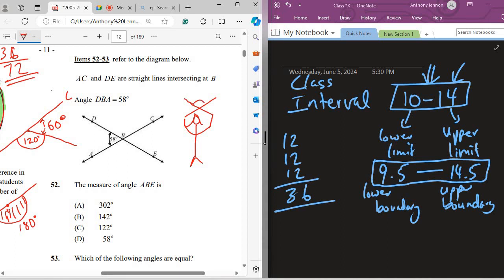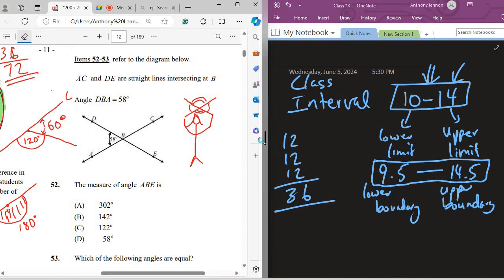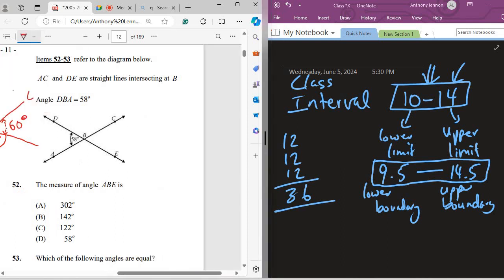Even though this part is wider than this part here, this angle here and the angle underneath will be the same measure. And the angles at the side will actually have the same measure as well. You can try it with your hands and see. If you cross them like an X, you can see the vertically opposite angles look the same, basically.